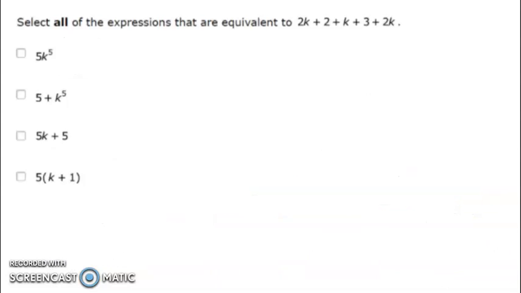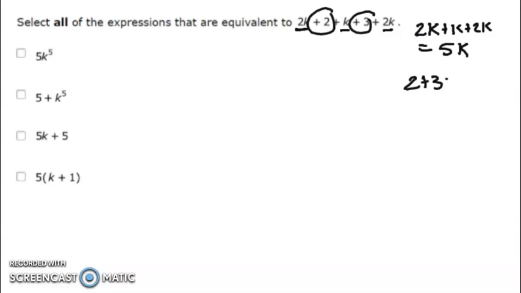Let's take a look at one more example of something we might run into. We're looking at all the expressions that are equivalent to 2k plus 2 plus k plus 3 plus 2k. So first, I'm going to figure out what terms are alike. I have a 2k, a k, and a 2k. If I combine them, 2k plus k plus 2k is going to get me a 5k. Then I have a 2 and a 3. And of course, if I combine that, I'm going to get a 5. So this whole expression can be simplified into the expression 5 plus 5k.